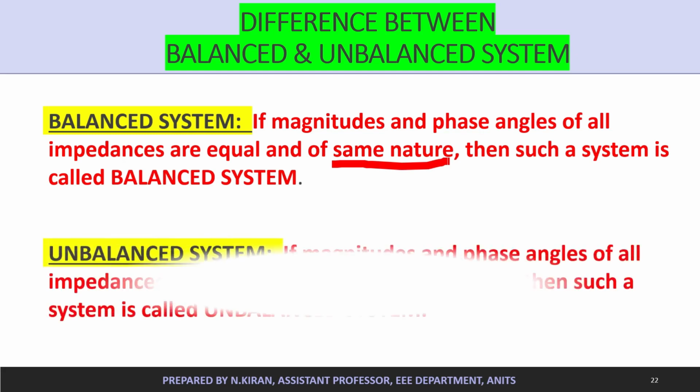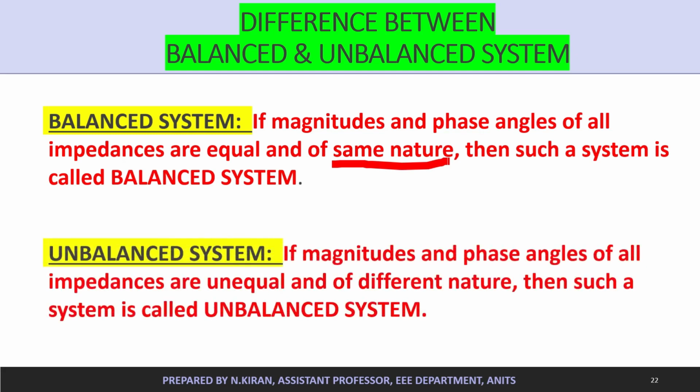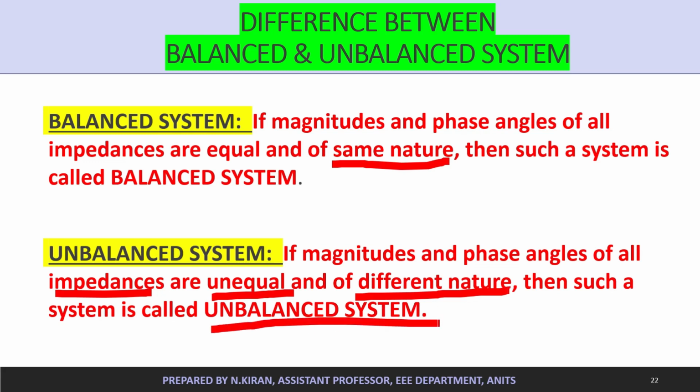Coming to the unbalanced system, in an unbalanced system the magnitudes as well as phase angles of the impedances will not be equal and they will be of different nature. So in one phase I may have resistance only, in another phase I can have RL, in another phase I can have RC. So various combinations. And if it is so, then such a system is called an unbalanced system.